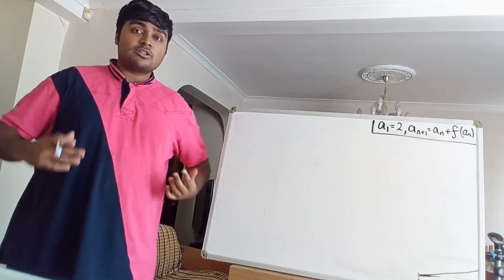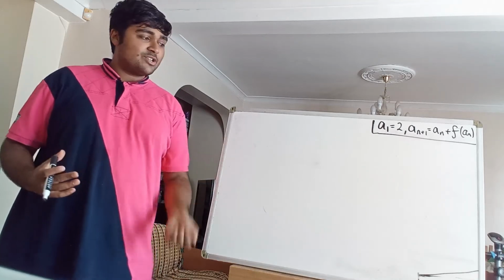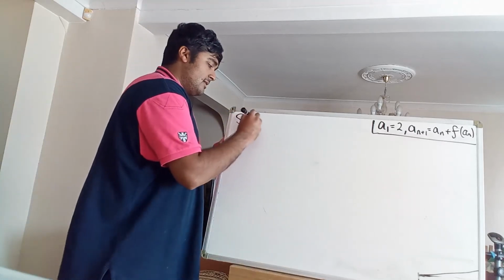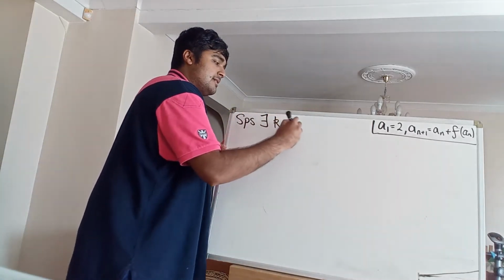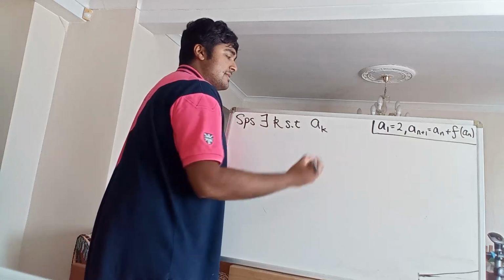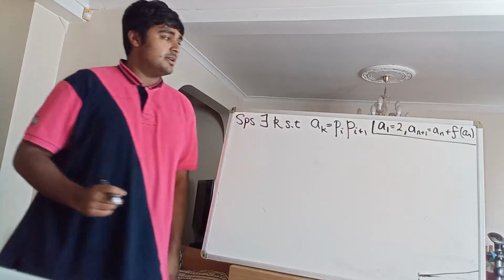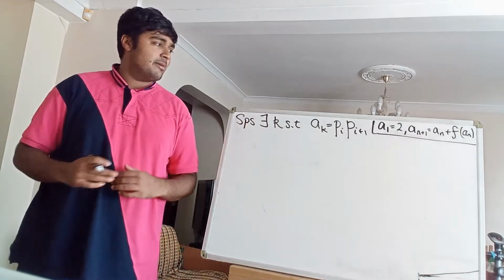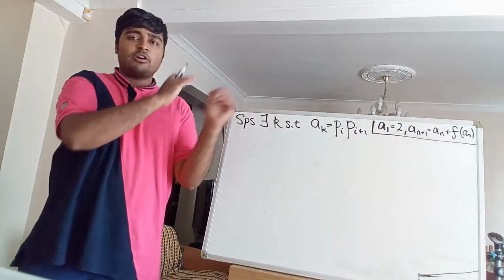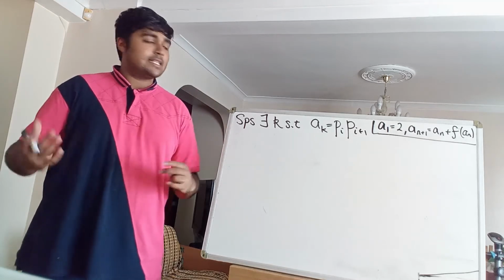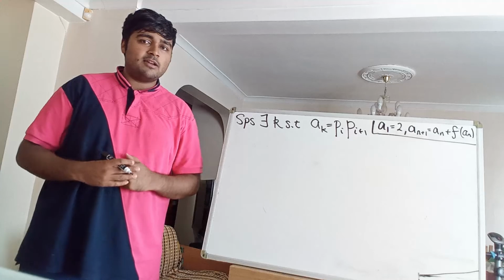Anyway, what I want to do is go through quite a nice observation which we're going to use to help solve the problem. So suppose there exists k such that the kth term in the sequence a_k is equal to p_i times p_{i+1}. So p_i here is just the ith prime number. So suppose we look at our sequence of numbers and there's one number which is the product of 2 consecutive primes, p_i times p_{i+1}.